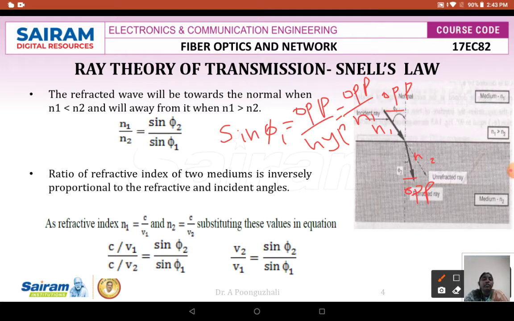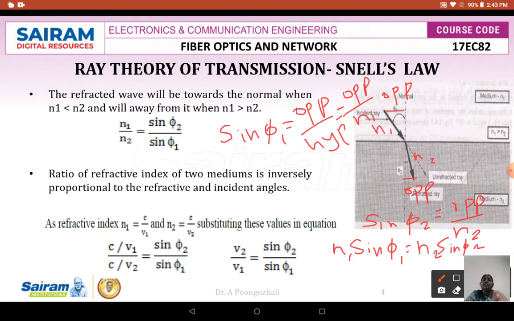Similarly, for sin phi 2 it is going to be your opposite side divided by n2. So when I equate the opposite sides, it is going to be n1 sin phi 1 is equivalent to n2 sin phi 2. So n1 sin phi 1 is equivalent to n2 sin phi 2. Now we are going to see what the ratio of n1 by n2 is, which is equivalent to sin phi 2 by sin phi 1.